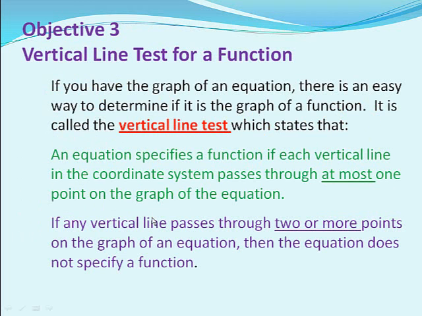Objective 3: vertical line test for a function. If you have the graph of an equation, there is an easy way to determine if it is the graph of a function. It is called the vertical line test, which states that an equation specifies a function if each vertical line in the coordinate system passes through at most one point on the graph of the equation. If any vertical line passes through two or more points on the graph of an equation, then the equation does not specify a function.